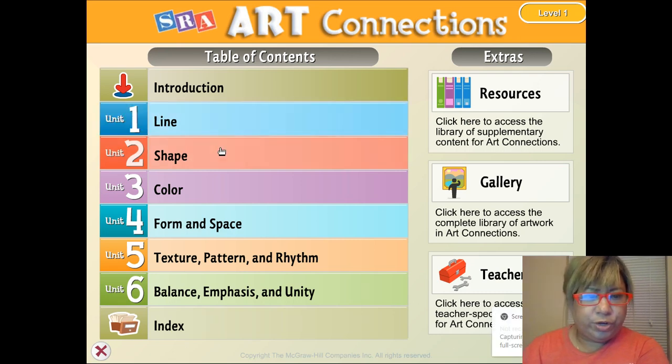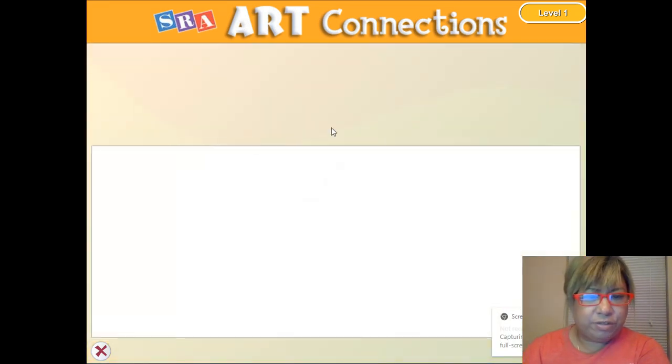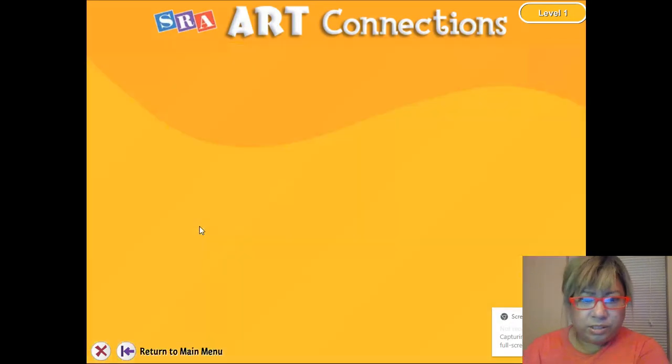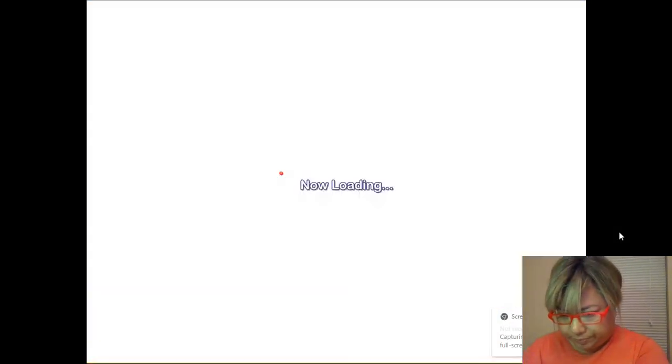Okay, so we are on Unit 2. We're still working on shape for this month. Last week we learned about geometric shapes, and today we're going to be learning about freeform shapes. Okay, so let's check it out.